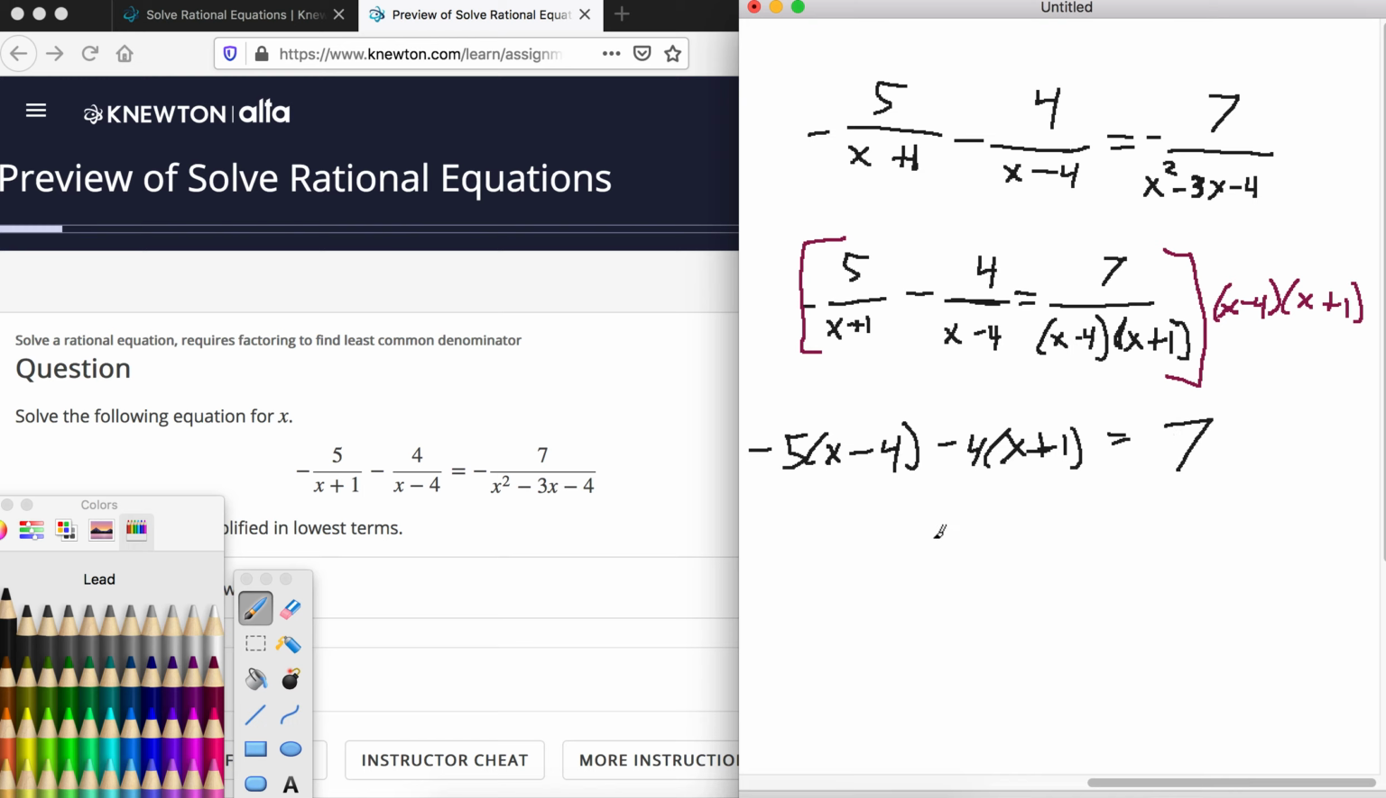And now it's just a regular old algebraic equation. Distribute that negative sign, just watch out. That's positive 20 there. And then distribute that -4. Oh, forgot my x. I think you can take it from here though, right?